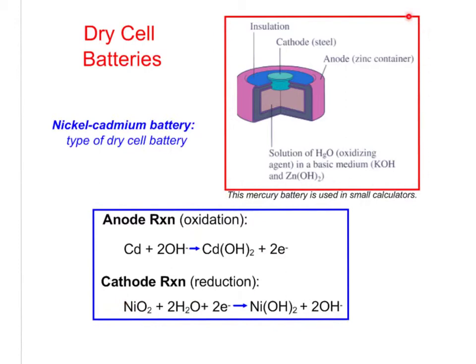Here is a mercury battery. You've seen this shape before. Those are another kind of dry cell battery used in small calculators. So here again we see the cathode here is a steel cathode, and our anode is the zinc container itself. And then we have our electrolytic agent inside right there.